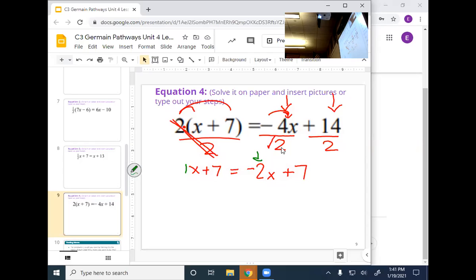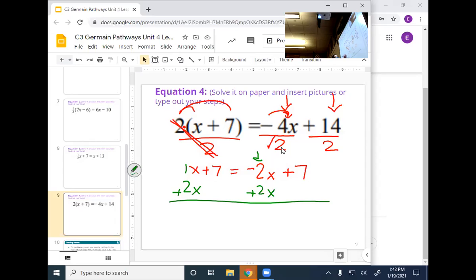To undo this, to get the x's to one side, we're going to add 2x to each side. Very good, Jaden Ramos. Nice job. Very good, Bridget. Add 2x, add 2x. What's an x plus a 2x going to get me? X plus a 2x is going to get me how many x's? 3x. Very good. Nice job, Bridget.